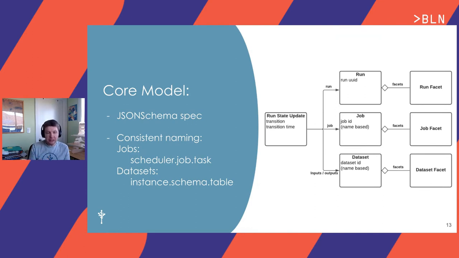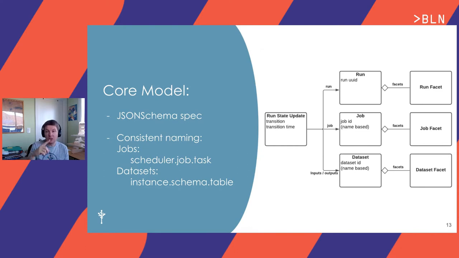And one of the very important things here is how we build consistent naming for jobs based on what scheduler is scheduling it. So typically you can build a hierarchical name from scheduler, job, task. And for datasets in a similar way, to be able to stitch the lineage back together, understanding consistent names for datasets is really important. And that's part of the spec, how you consistently name jobs and datasets.